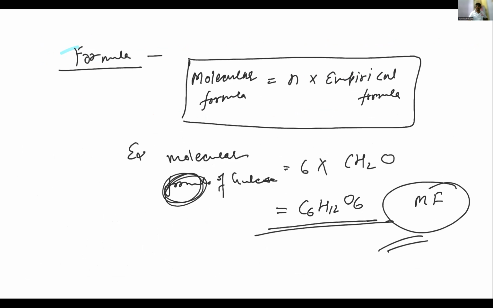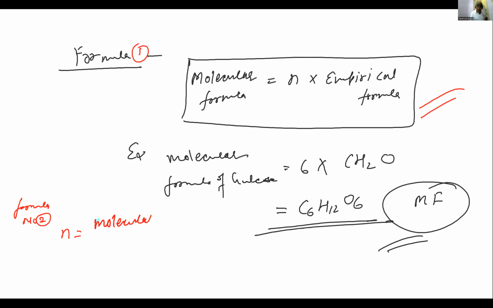This is the one formula you need to keep in mind; it is going to be used later on. This is formula number one. Formula number two: the n factor is equal to the molecular mass, which will always be given, divided by the empirical mass.